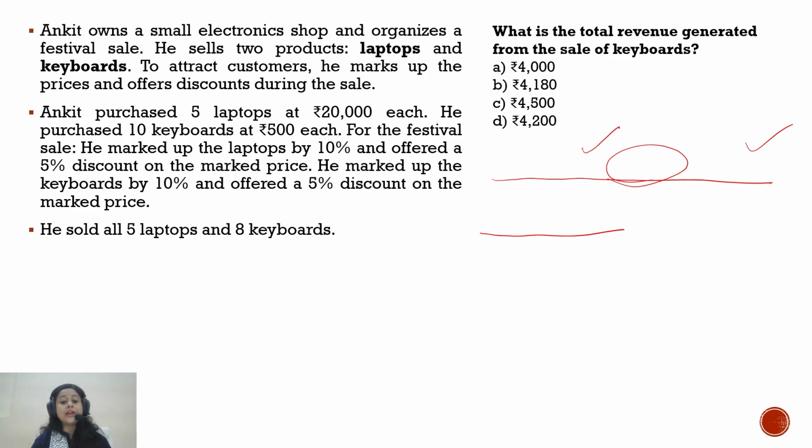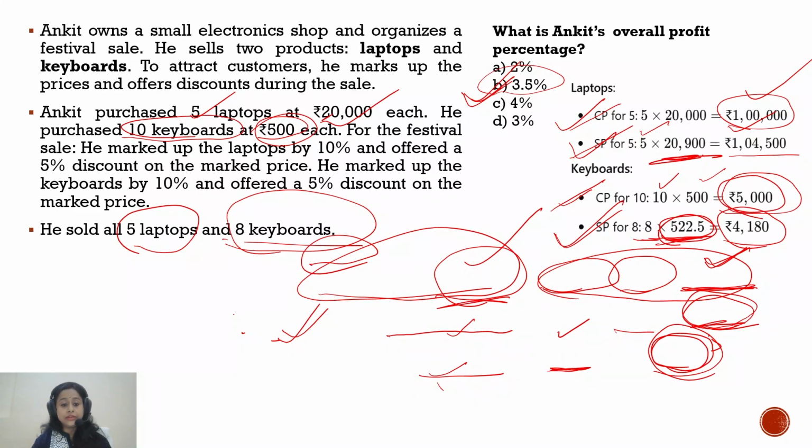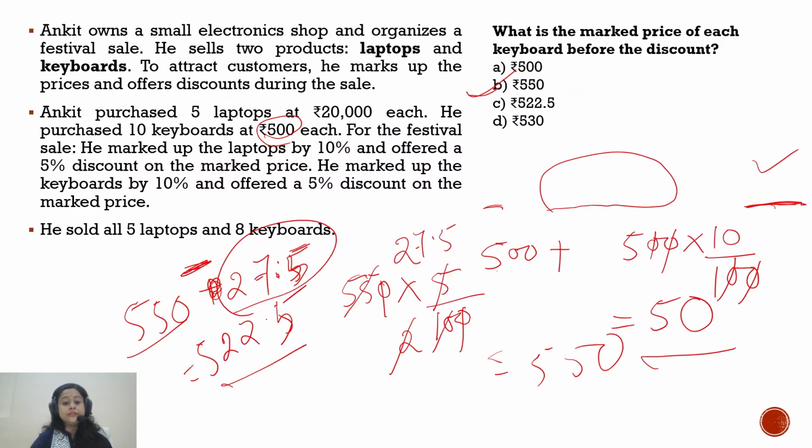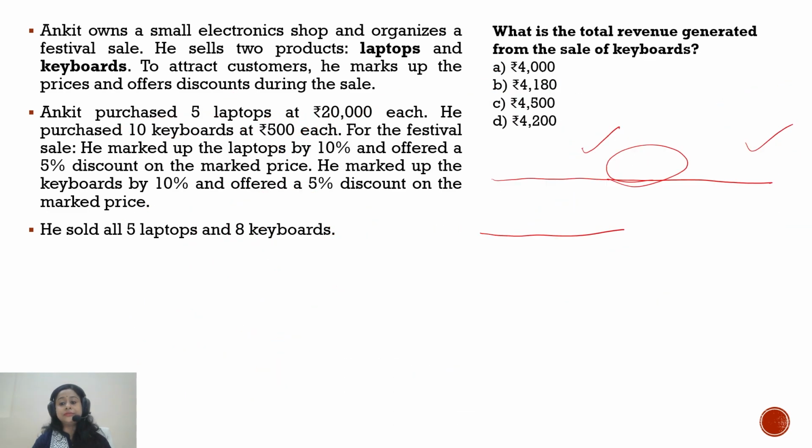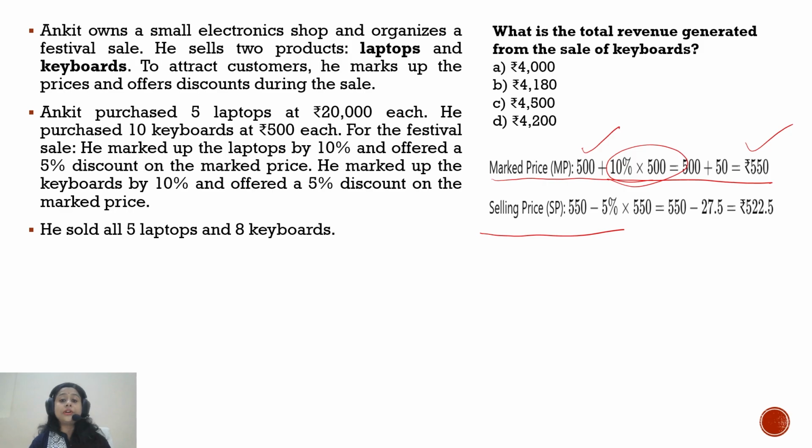Selling price also we have already found out here. 5% discount was provided on marked price of keyboard. So it is 550 minus 5% of 550, which will give you 522.5. So that is the selling price.